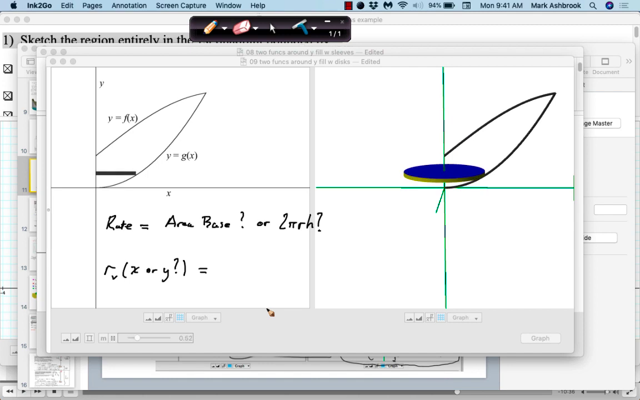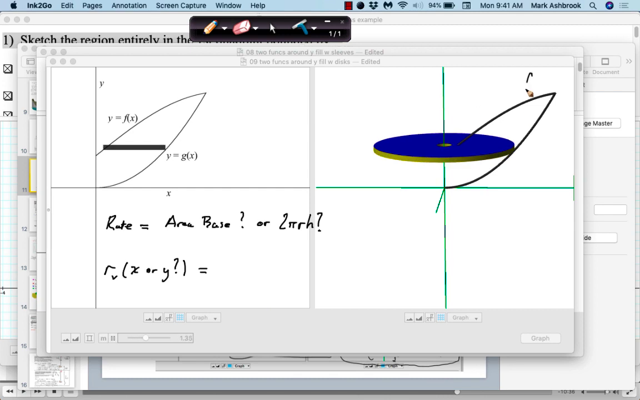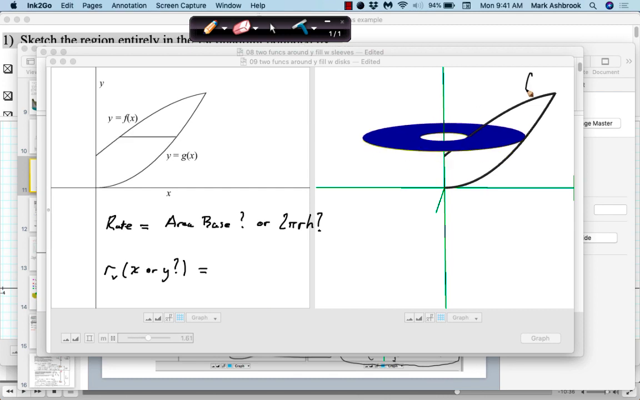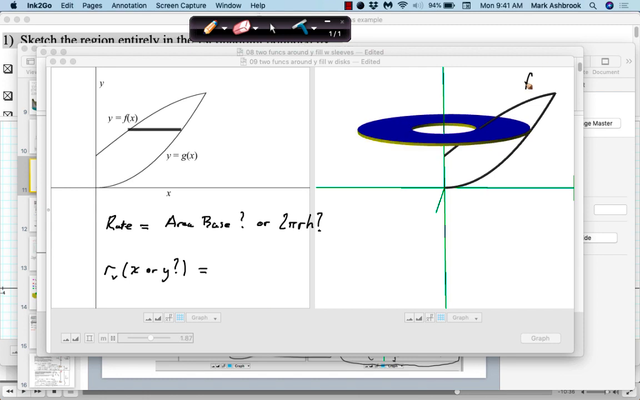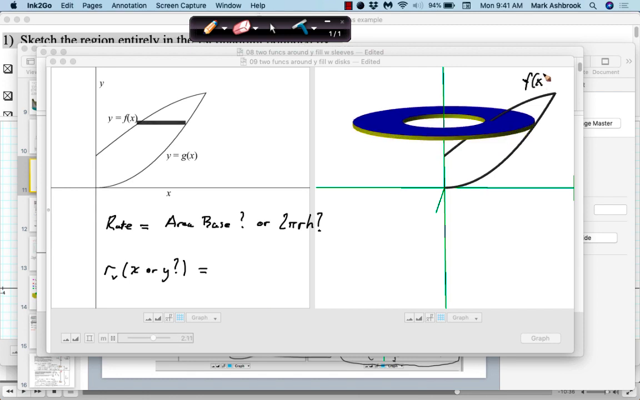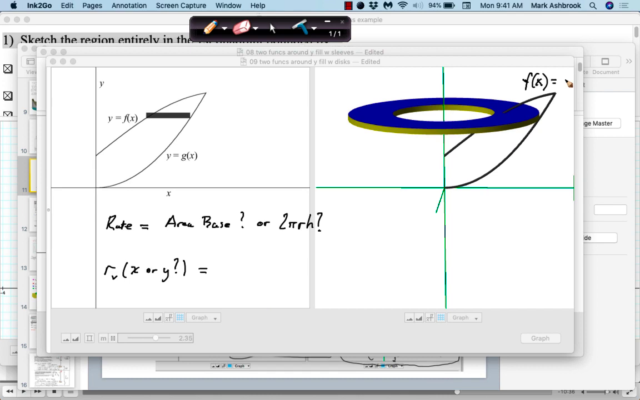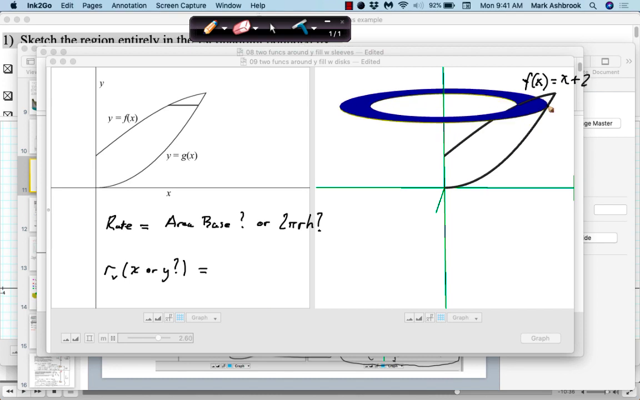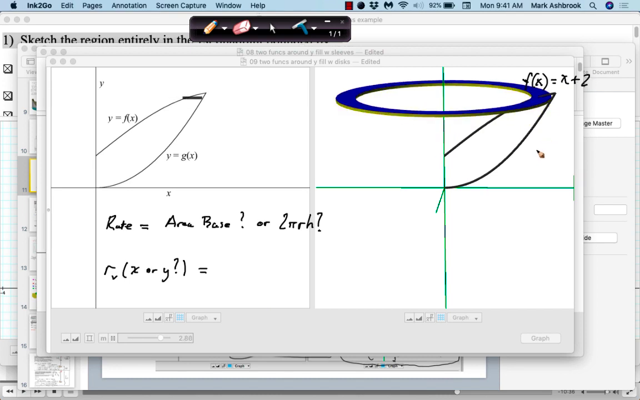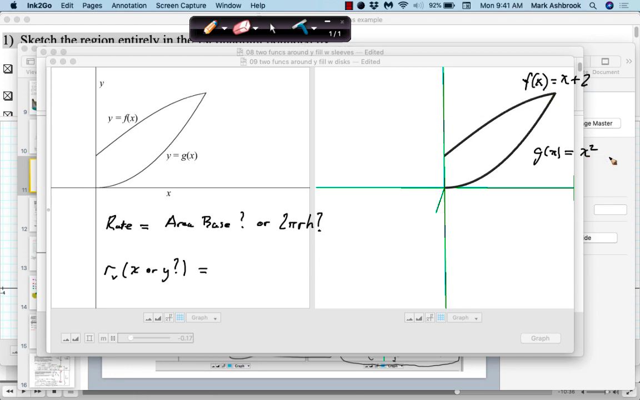We said this was f here. Which was, did I say x plus 2? You have to pretend that's straight, right? That's a line. Pretend that's straight. And this one is g of x is x squared. So just take a minute, refamiliarize yourself.